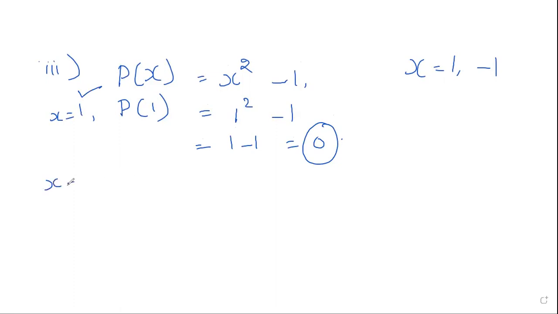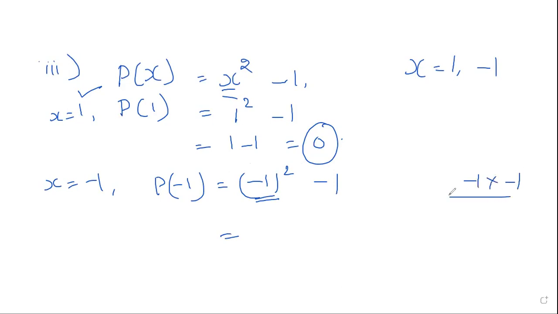Now let us see minus 1. P of minus 1 is equal to minus 1 whole square. So in x square, I have put only minus 1 square. Minus 1 square is nothing but, already I had told you, the product of two negative numbers. Minus into minus is plus. 1 into 1, it is a positive number. 1 minus 1, again it is 0. So both the numbers are 0 of the polynomial.